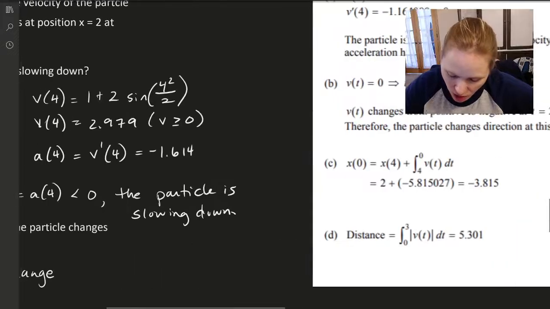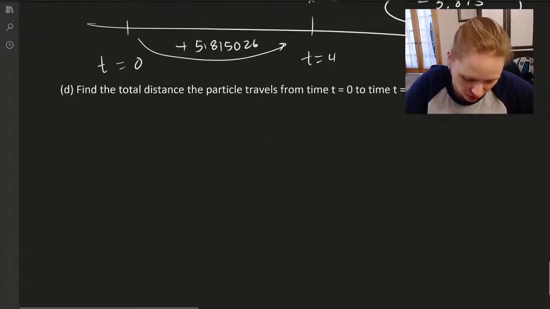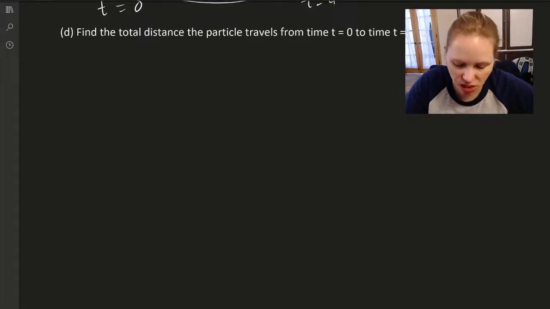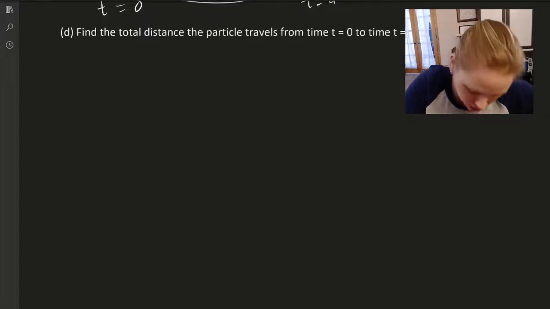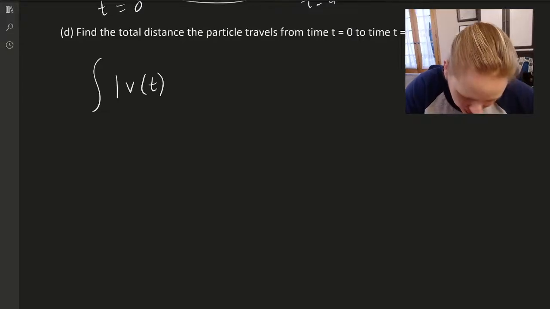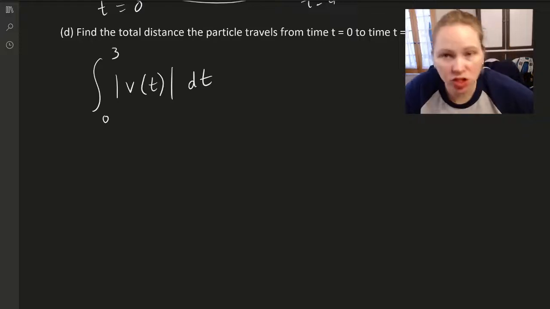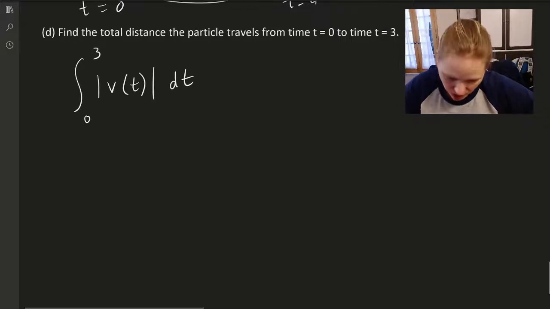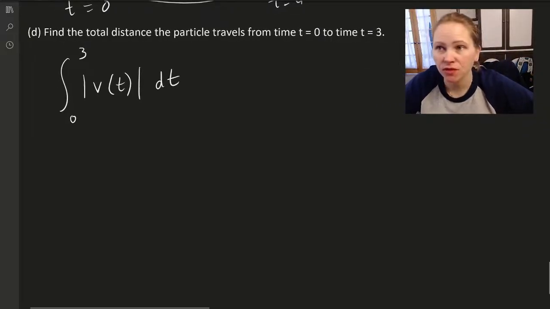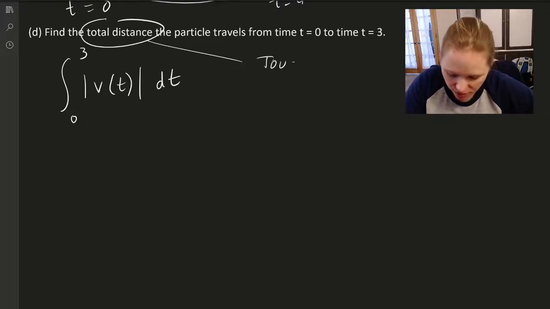So now, let's take a look. We can see the answer for D is going to involve some absolute value. Find the total distance the particle travels from t equals 0 to t equals 3. Well, that's going to be the absolute value. Total distance is touchdown, right? So from 0 to 3. This should be a nice, easy point to grab for this problem, as long as you remember total distance, touchdown.